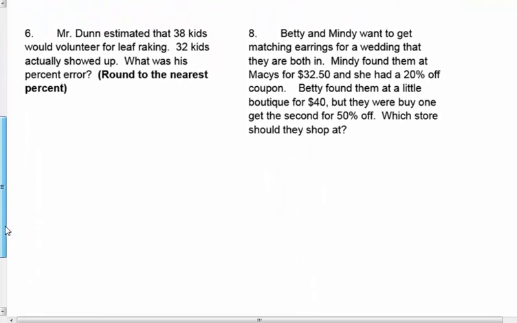Mr. Dunn estimated that 38 kids would volunteer for leaf raking, which is coming up on Veterans Day. 32 kids actually showed up. He thought a few more would show up, so his estimation was a little high. What was his percent of error? So Mr. Dunn estimated that 38 kids would show up. Only 32, which is just part of that. Only 32 kids showed up.